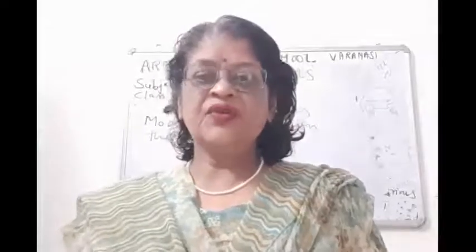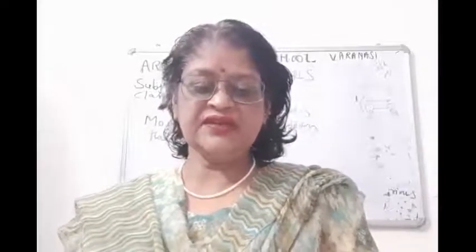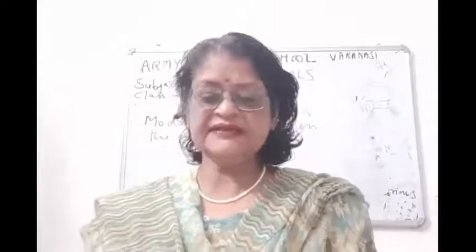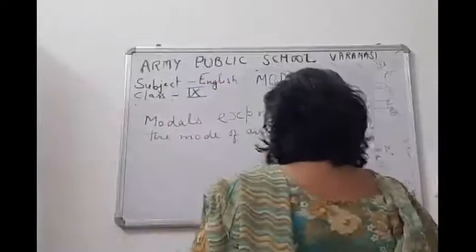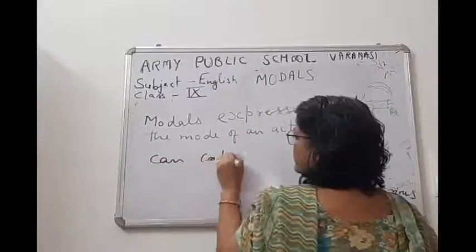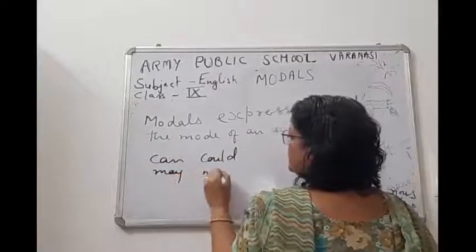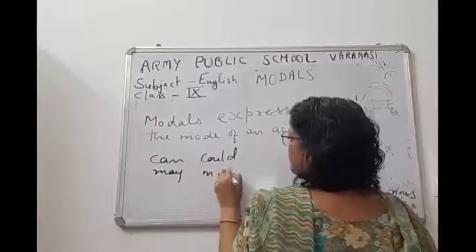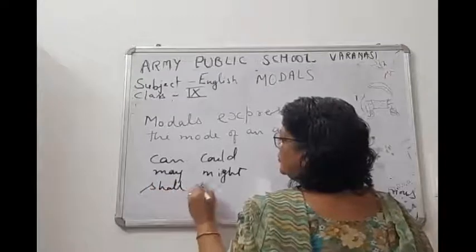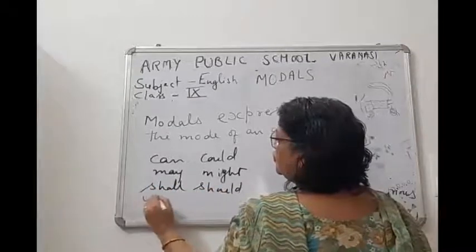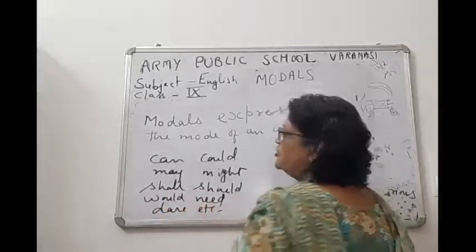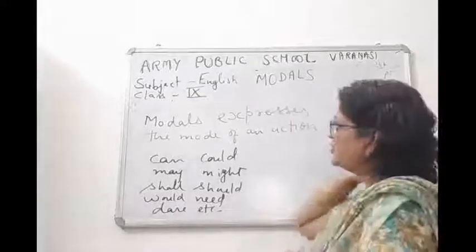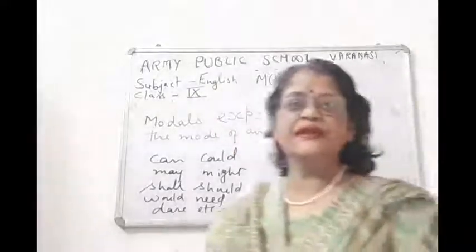And children, models are of many kinds, like can, could, may, might, shall, should, would, need, dare, etc. So there are many models. So children, what is a model? A model expresses the mode of an action.